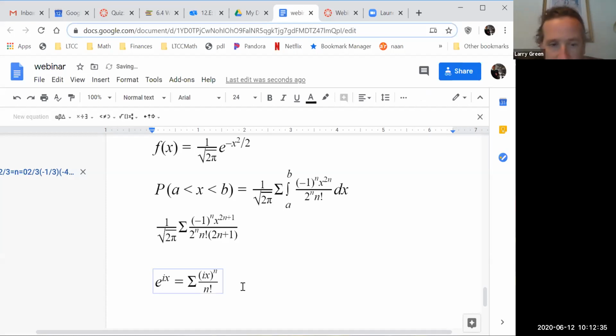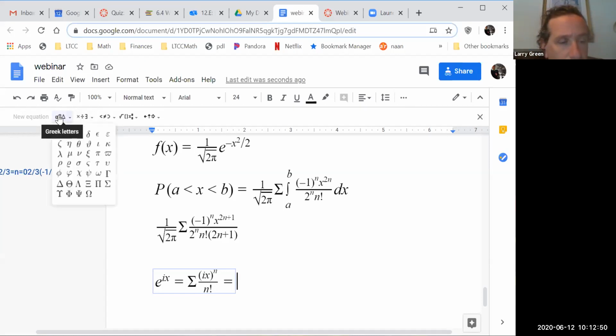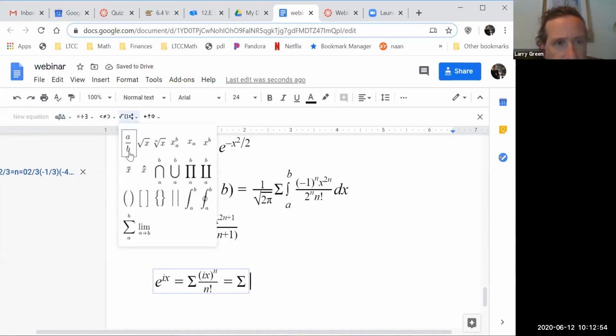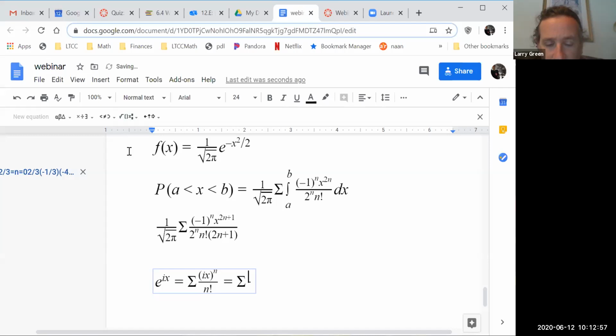So we can rewrite this, and we can think about this interestingly as a summation of i to the n, x to the n, over n factorial. Any questions on that?